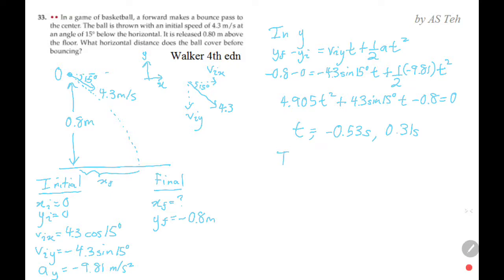Therefore, in x, x final equals Vix t plus x initial, and based on the conditions that we have, x initial equals 0. So I can find my x final, which equals 4.3 cos 15, the v initial in the x, times the time, which is 0.31 seconds, and that gives me 1.3 meters.